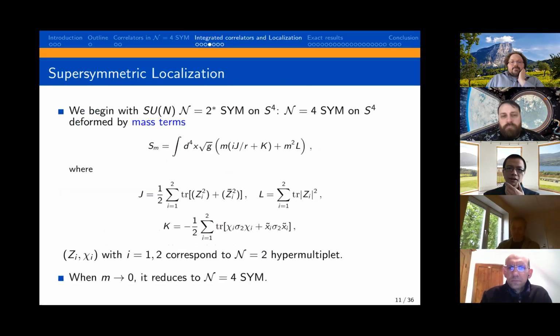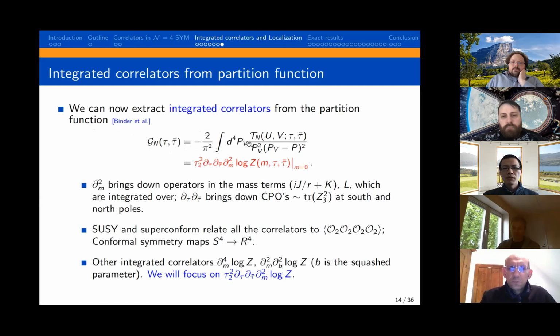So, I'm sorry, let me just show that the mass depends on something like this. It's integrated over. So when I take a derivative, you may bring down this guy, you may bring down this guy twice if there are two derivatives. So taking a derivative with respect to mass, you bring down a bunch of operators, and similarly taking a derivative with respect to tau, you bring down some other operators.